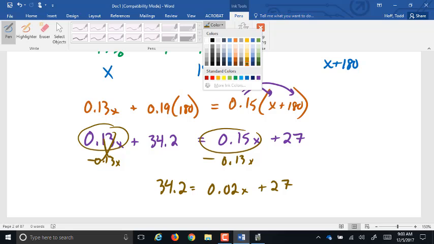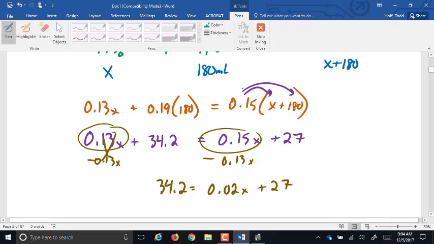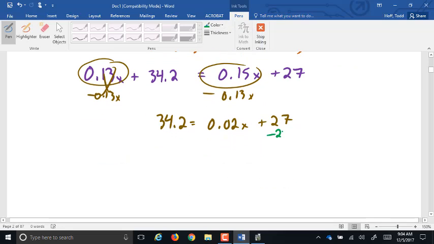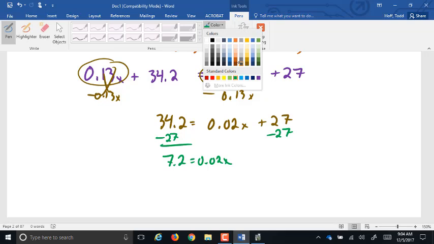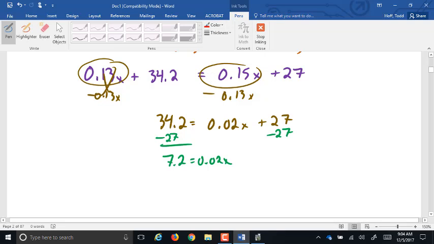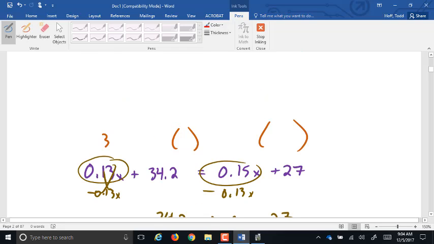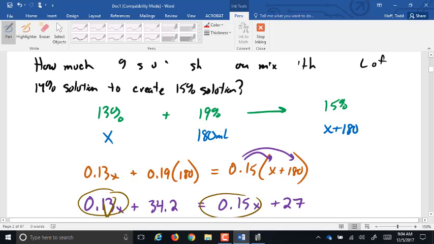And then subtract 27. 7.2 equals 0.02x. And done. Divide by 0.02, which is going to give us 360 equals x. So it's 360 milliliters.